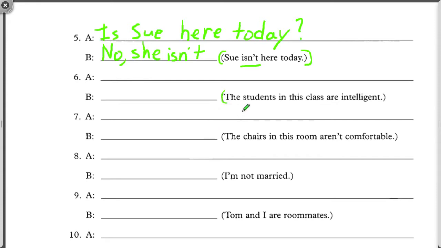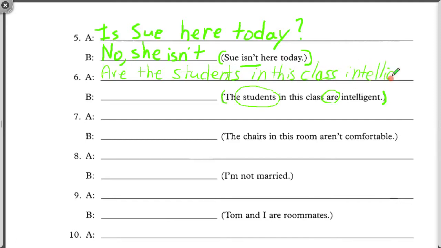Here you have, the students in this class are intelligent. So you would say students, because it's plural, and here it's are. So you would have, are the students in this class intelligent? So yes, they are. So here it's are. So yes, they are. Period.